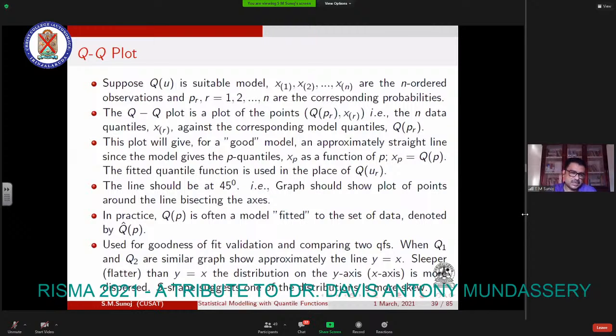Many quantile models would be discussed in that section. As mentioned, the Tukey lambda distribution, generalized lambda distributions, then Govindarajulu distributions, then power-Pareto distribution. All these models will be discussed in detail in those slides. So I'm skipping that part for the time being because I have a time restriction.